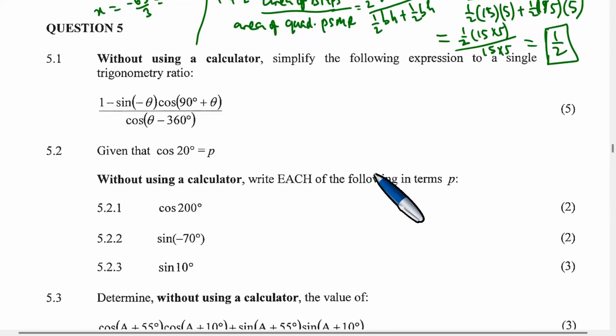This video is being recorded, so do not worry about copying anything. Everything is going to be available for you. Without using a calculator, simplify the following expression to a single trigonometric ratio. So let's just simplify this over here.